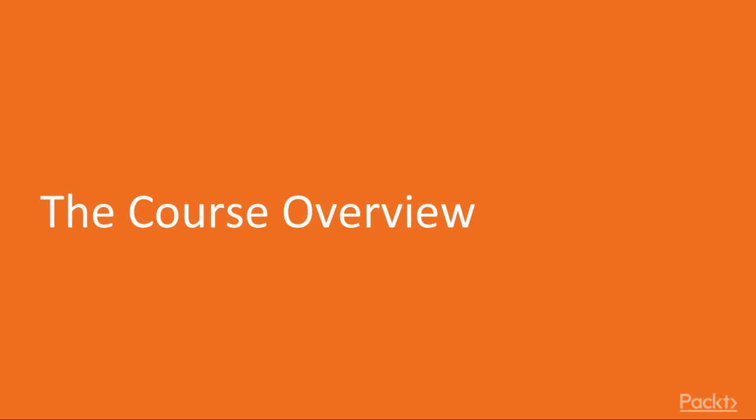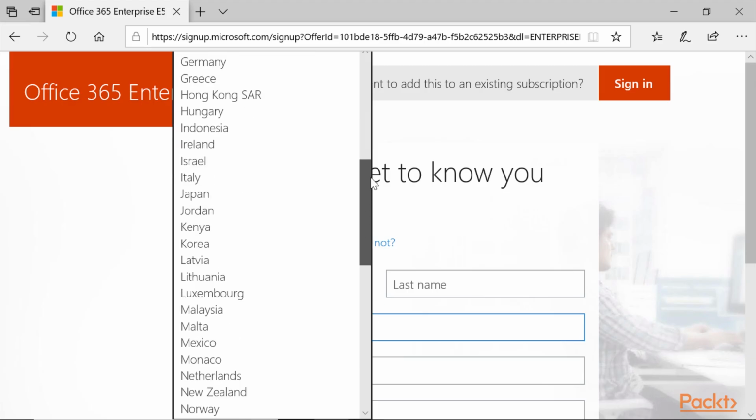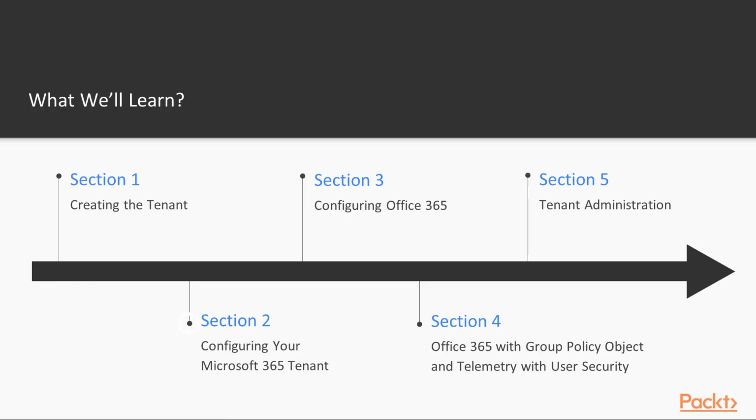I will try to focus more on practical examples, but we also need a little bit of theory. There are 10 sections. Let's start with the sections. Creating the tenant. At first, we are going to create the tenant because everything should start fresh. Configuring your Microsoft 365 tenant.